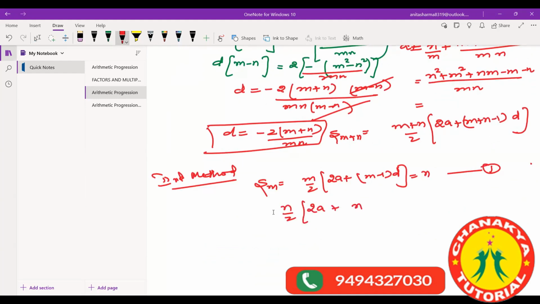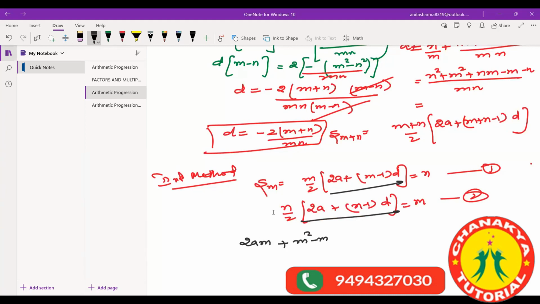Children, I am writing speedily. Now this is equal to m. This thing we have been given, beta? Yes, ma'am. Right. So the second method I am explaining. Just multiply it by 2 on the right hand side. So multiply: 2am plus m square minus m into d is equal to 2n. And then the second equation will be 2an plus n square minus n into d is equal to 2m, sorry. Right, beta? This is your equation 3 and this will be 4.